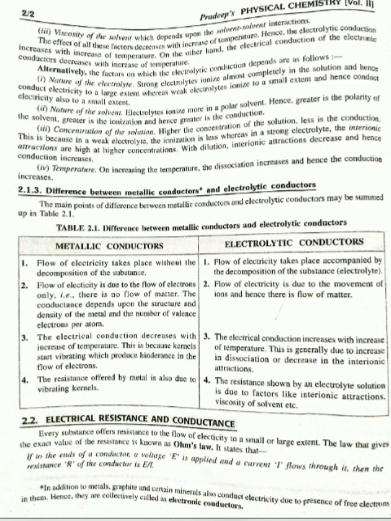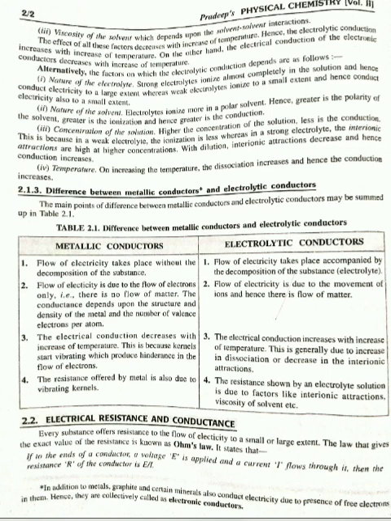Next, heading 2.1.3: Difference between metallic conductors and electrolytic conductors. The main points of differences between metallic conductors and electrolytic conductors may be summed up in Table 2.1. Table 2.1: Difference between metallic conductors and electrolytic conductors. Metallic conductors: First, flow of electricity takes place without the decomposition of the substances. Electrolytic conductors: Flow of electricity takes place accompanied by the decomposition of the substance, the electrolyte.